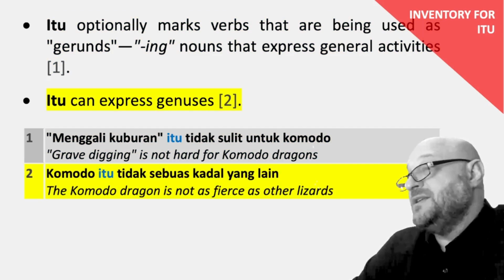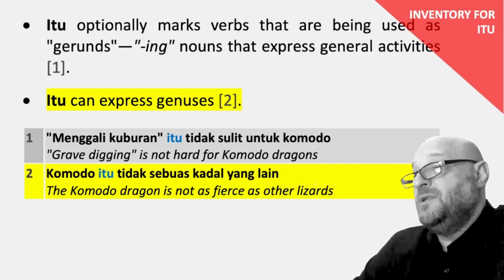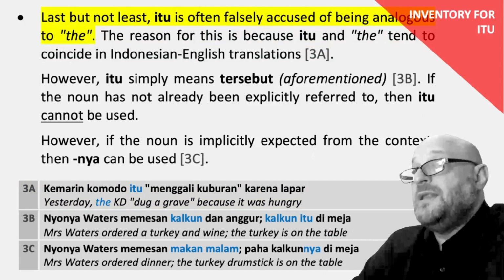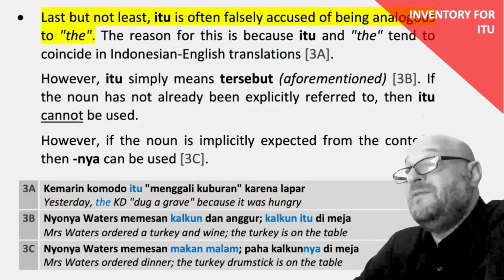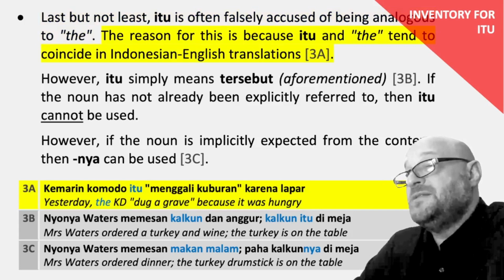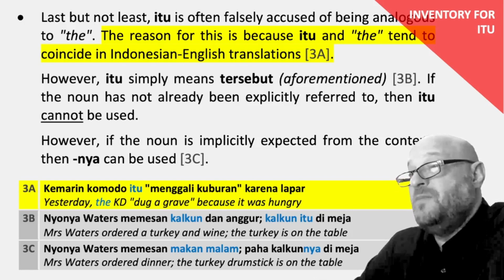Itu can express genuses. 2, Komodo itu tidak sebuah kadal yang lain. The Komodo dragon is not as fierce as other lizards. Last but not least, itu is often falsely accused of being analogous to the. The reason for this is because itu and the tend to coincide in Indonesian English translations. Example 3a, kemarin Komodo itu menggali kuburan karena lapar. Yesterday, the Komodo dragon dug a grave because it was hungry.